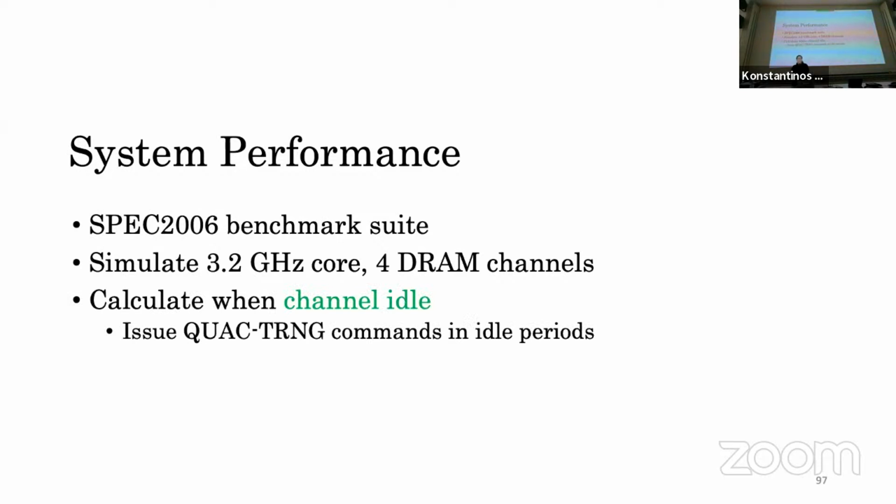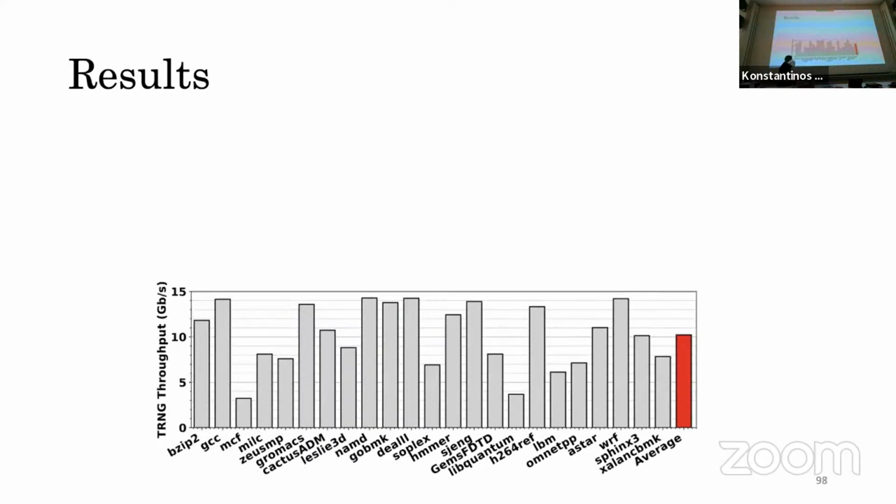Also, this relies on a perfect memory scheduler, which would only issue QUAC-TRNG commands during DRAM idle periods. Here you can see the results. At the bottom, the x-axis are the different tests within SPEC 2006, with the average in the end highlighted in red. And well, the y-axis is the throughput, once again in gigabits per second.